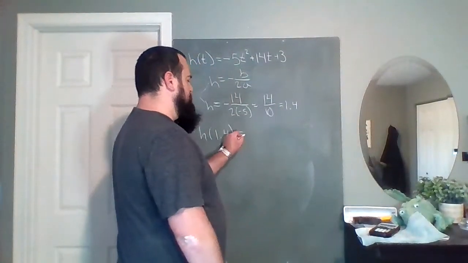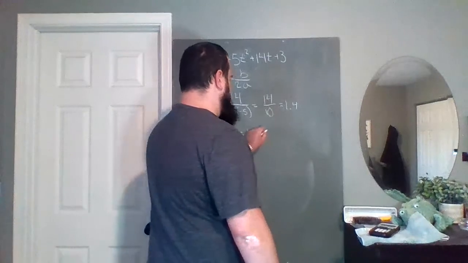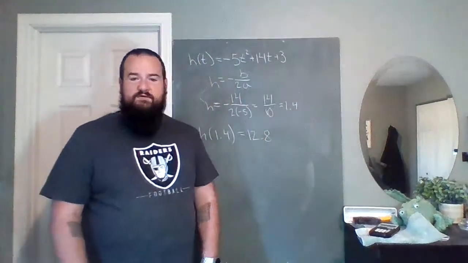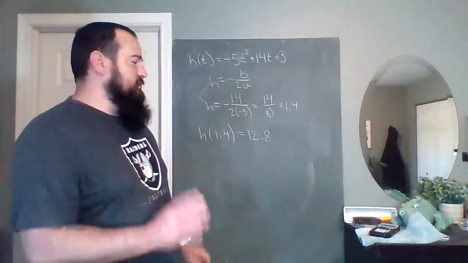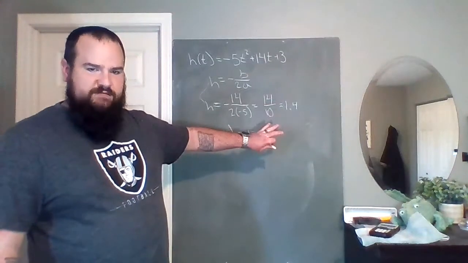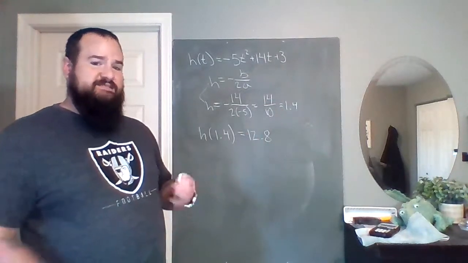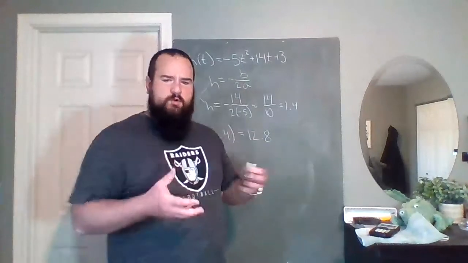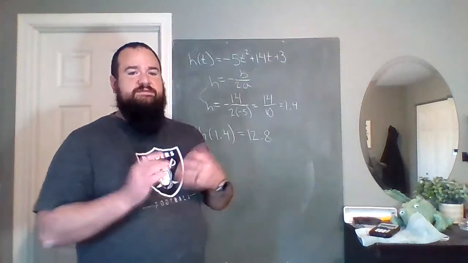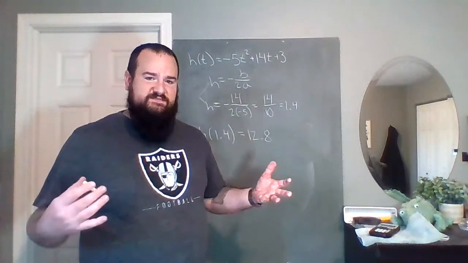So that means this equals 12.8. So we don't want to just leave our answers like this. This isn't complete. We want to state our final answer as a statement. Anytime we're dealing with a word problem, a modeling problem, we want to use words to answer it, right? We need to use complete sentences even.